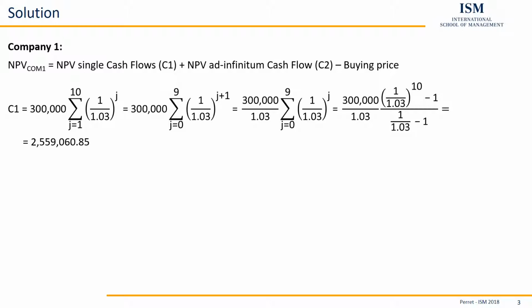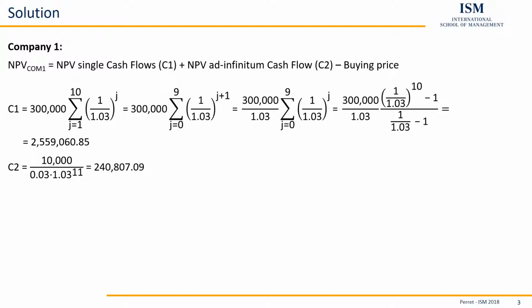Then I have the ad infinitum cash flows. That's, however, much easier to calculate. Here I'm taking the 10,000 per year, and following the idea of perpetuity, I divide them by the interest rate. So I have 10,000 divided by 0.03, and that's the value when it starts. It starts at period 11, so after the first 10. So I need to discount this from period 11 to 0, meaning I divide this by the discount factor to the power of 11.